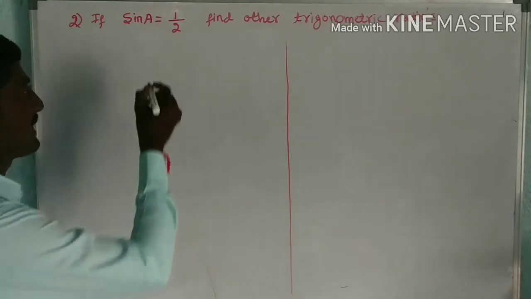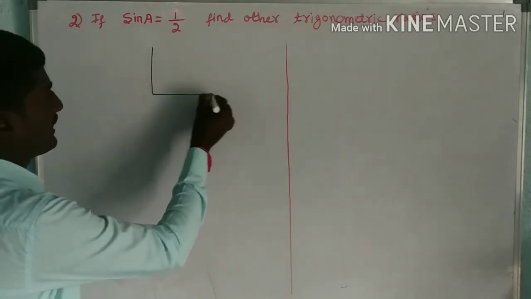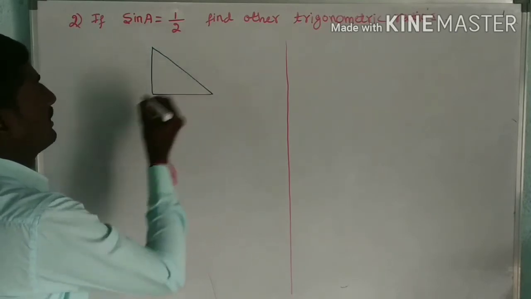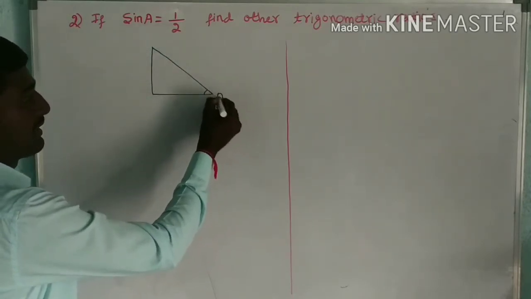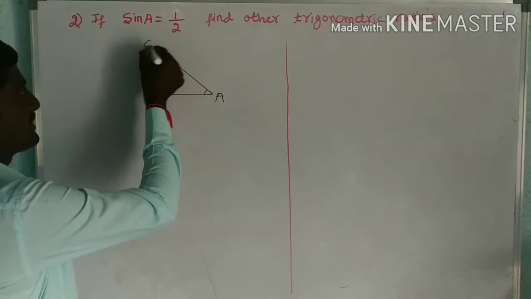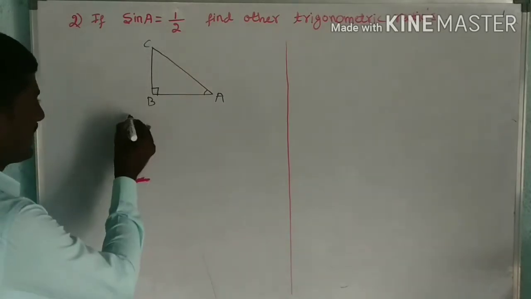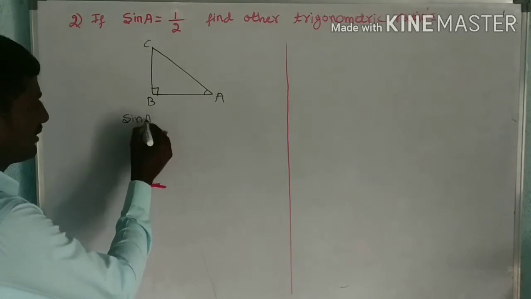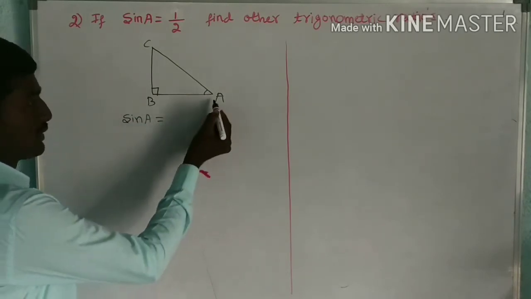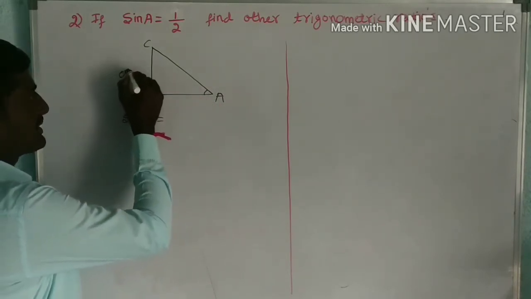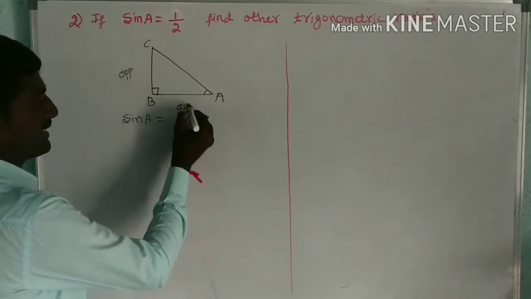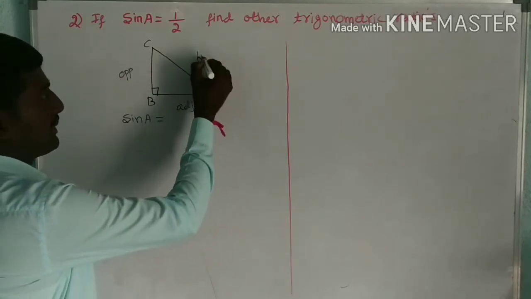So let us draw the right angle triangle first. Right angle triangle. And this I will take as angle A, and this as B, and this as C. Here angle B is 90 degrees. Now sin A is equal to, given value. For angle A, this will be the opposite side, this is the adjacent side, and this will be the hypotenuse side.